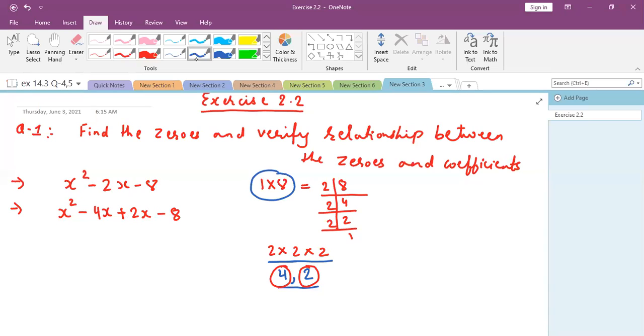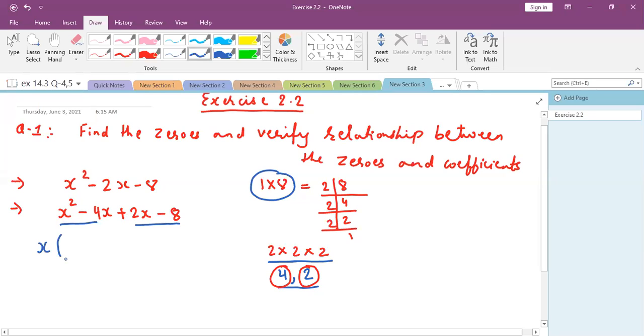Now let us try to find out common from first 2 terms and from last 2 terms. So from first 2 terms, if we see x square and minus 4x, you can see x is common. So I'll take x common from x square, so x will be remaining and minus sign is in the middle. And from 4x, if I take x common, remaining will be 4.